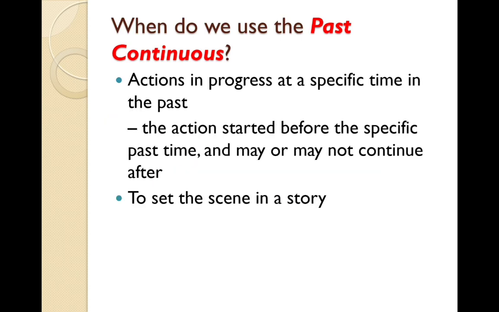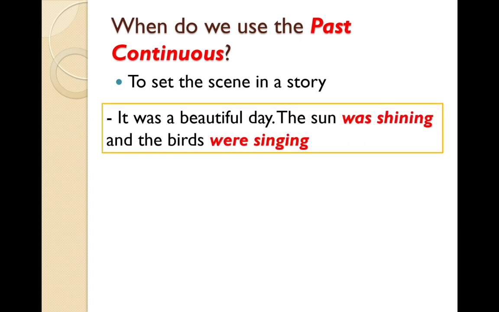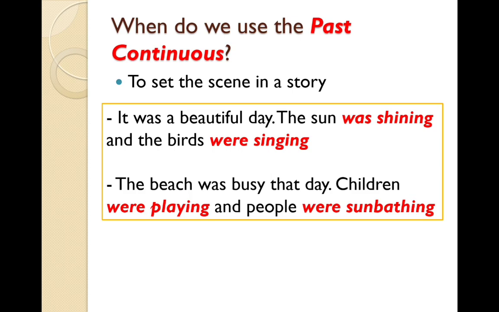We also use the past continuous tense to set the scene in a story. So that's to give background information. It was a beautiful day. The sun was shining and the birds were singing. The beach was busy that day. Children were playing and people were sunbathing.